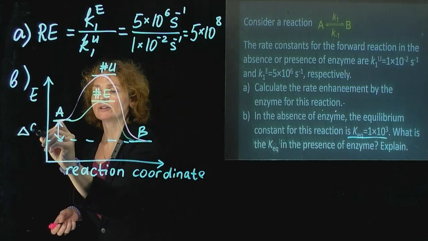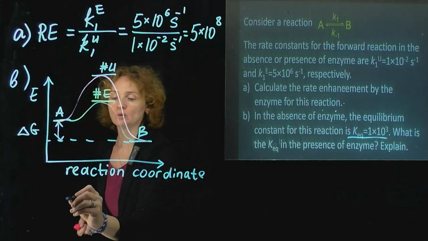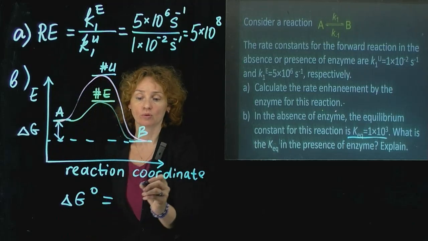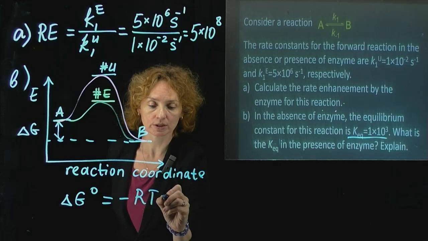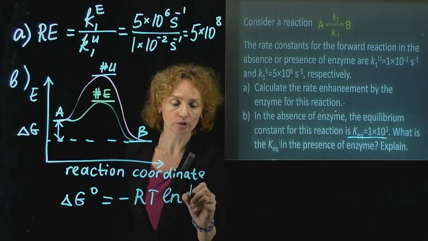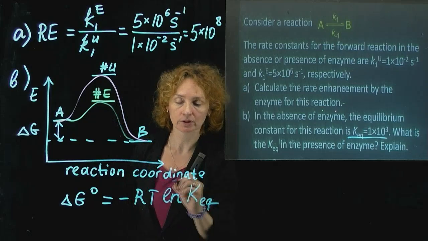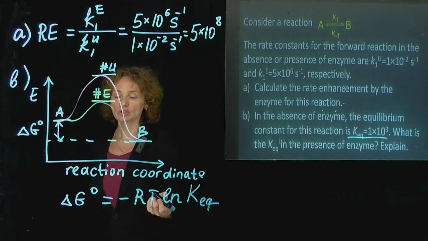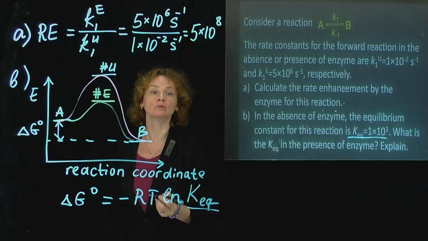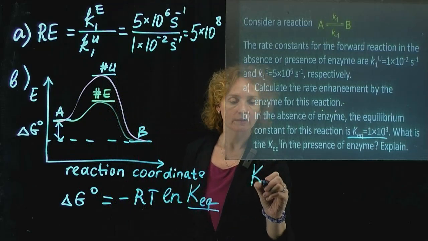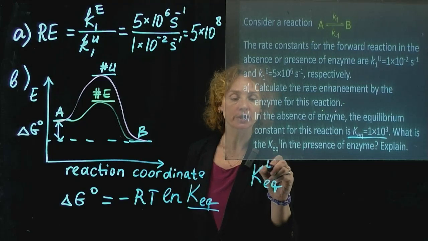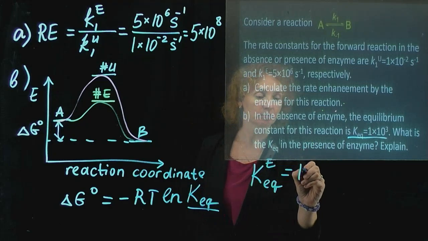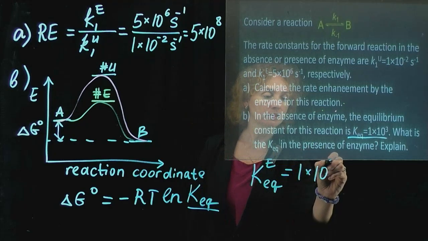But the enzyme doesn't change the difference between the energies of the reactants and products. And this is actually my delta G. And we know that delta G depends on the equilibrium constant, right? As minus RT logarithm of the equilibrium constant. So if delta G is not changed, K equilibrium will not be changed, right? So it means that it doesn't matter if it's in the presence or in the absence of the enzyme, the equilibrium constant will be the same, and it will be 1 by 10 to the third.